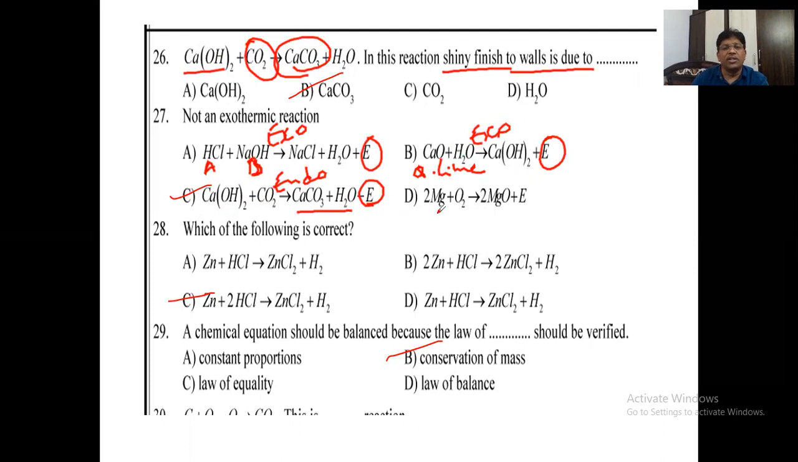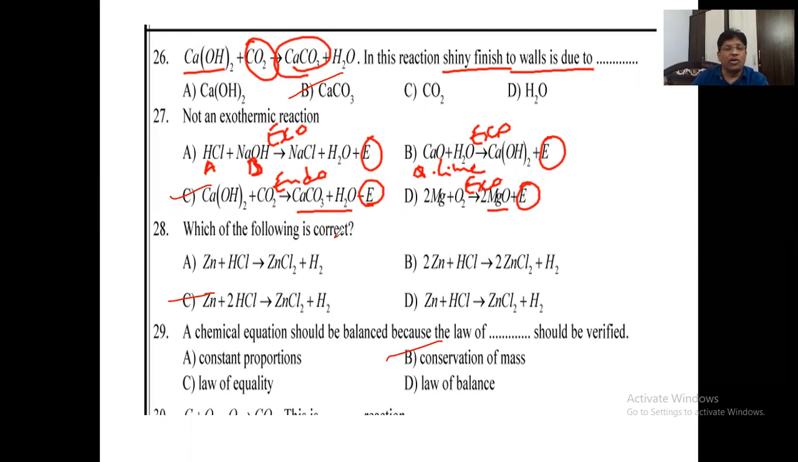Next one, magnesium plus oxygen. When magnesium is burnt in oxygen, combustion of magnesium in oxygen gives what? Magnesium oxide, and some amount of energy is released here. So products plus energy indicates what? Exo. So which is not exothermic reaction here? Option C.